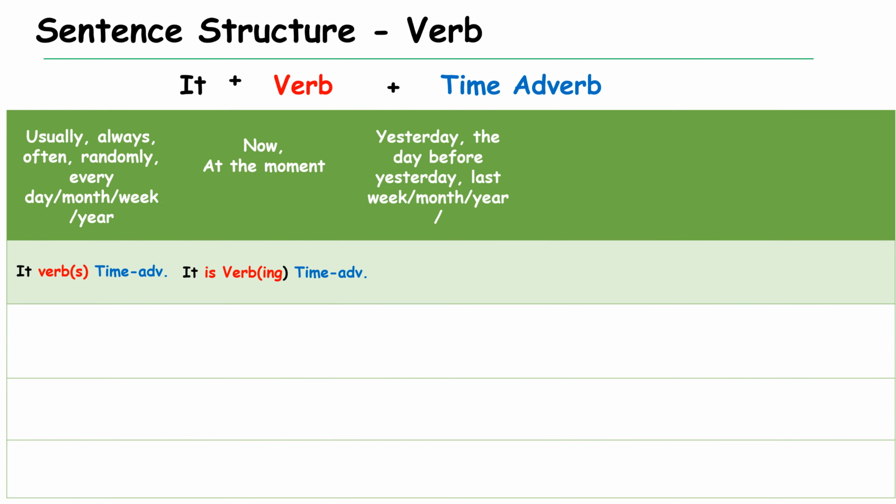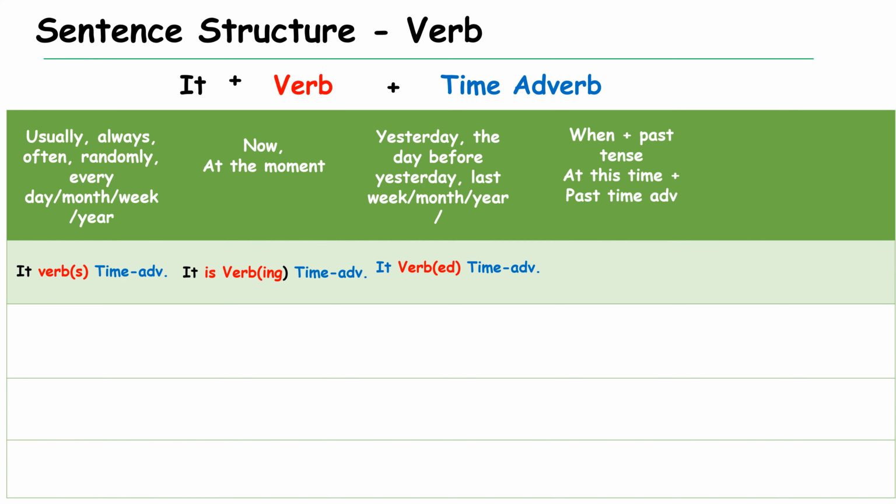If you have time adverbs like yesterday, the day before yesterday, last week, last month, last year, in X past time, it means you're referring to the past indefinite tense form, and your sentence structure will be as following. It, verb, and to the end of the verb you will add ed, and then you will have the time adverb.